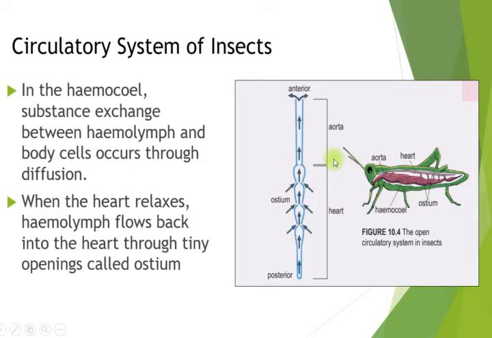What you have to know is that the hemolymph flows out of the vessel and touches the body cells directly. The hemolymph is pumped from the heart into the vessel, and then flows out from the vessel into the hemocoel. In the hemocoel, substance exchange between the hemolymph and the body cells occurs by simple diffusion. So that is the circulatory system of insects.